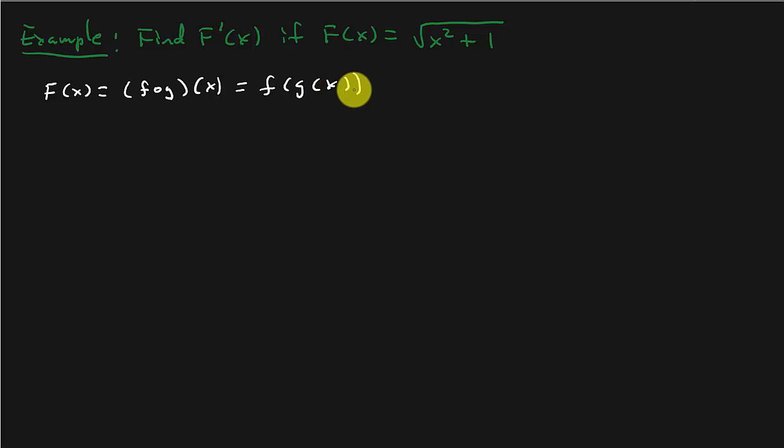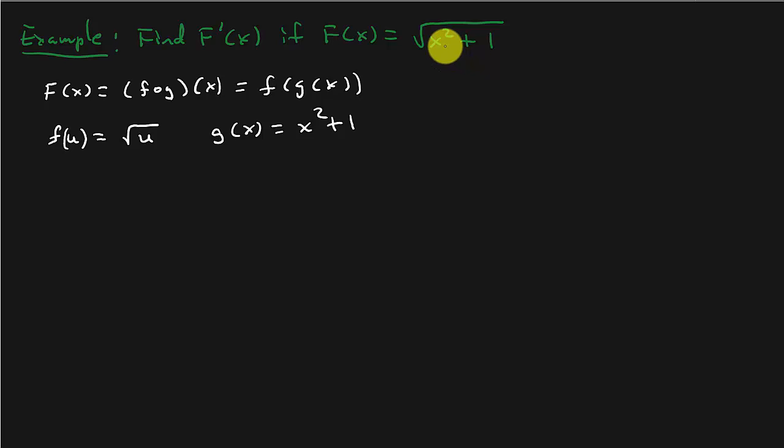So we've got to write this as two functions. The first one, I'm going to write f of u is equal to the square root of u, and then g of x is equal to x squared plus 1. If I take the composition of these two functions, I'll end up with this, because if I take the x squared plus 1 and plug it in here for u, I get the square root of x squared plus 1.